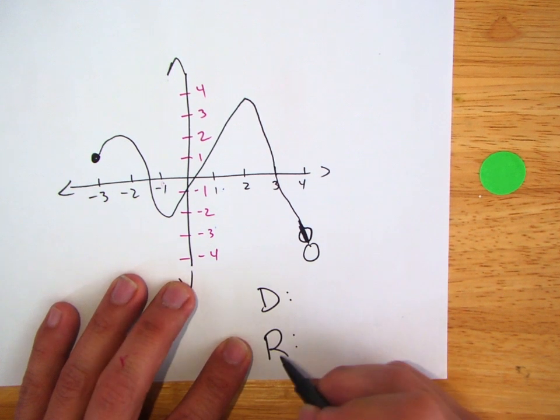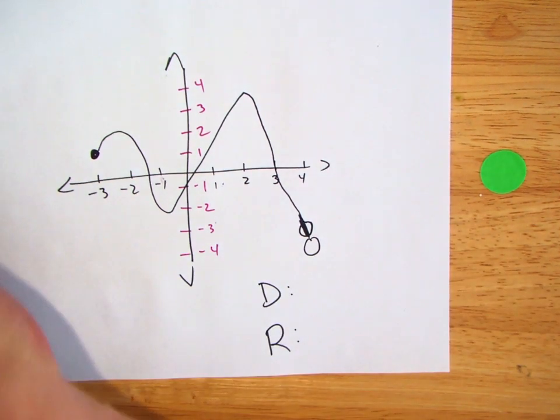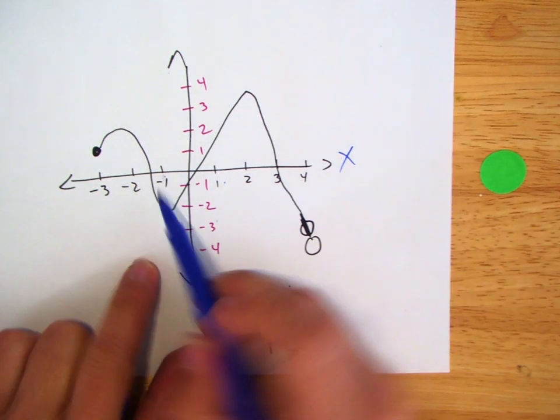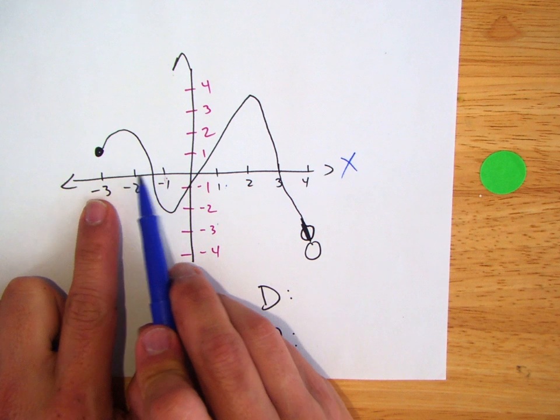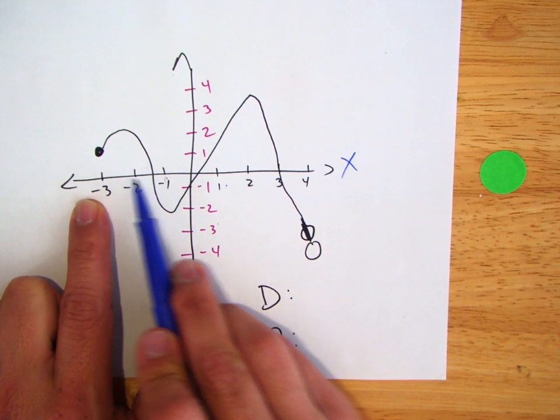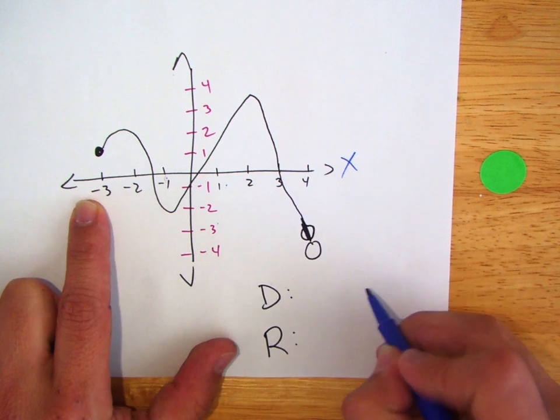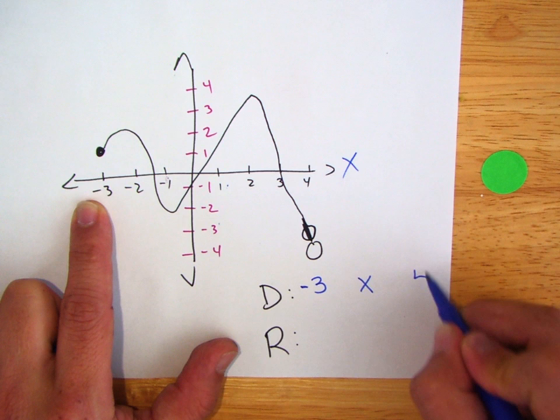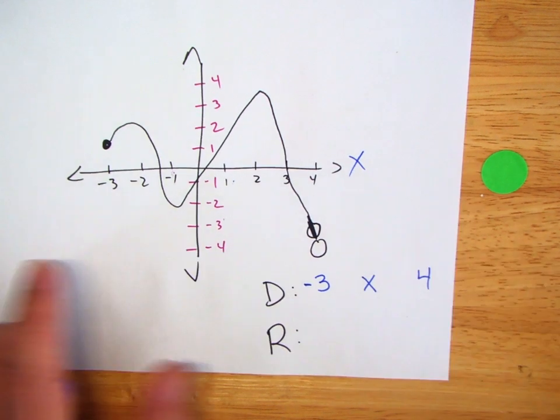X, Y. So first let's find the X. So here we go with the X. Let's look at all the X's. We're going to have -3, right? Because that's going to be this point, and 4. So I'm going to put X: -3 and 4. Okay, so let's take one at a time.